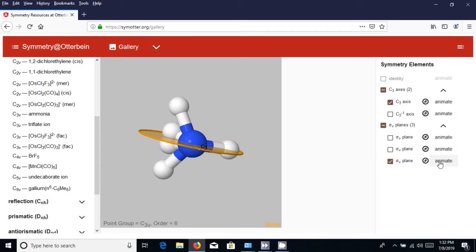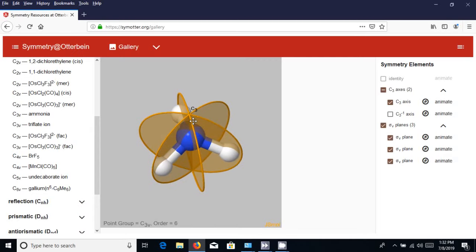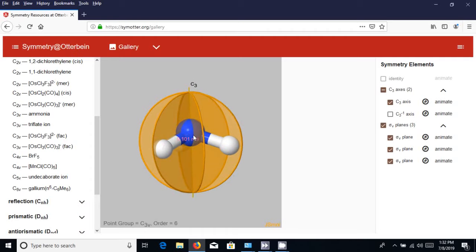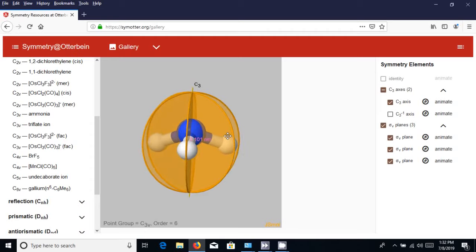So the point group is C3V, and to have a better idea, you can see all the sigma planes present in the molecule. Each sigma plane is cutting a nitrogen-hydrogen bond. So that's why there are three nitrogen-hydrogen bonds, and so the sigma planes are also three. So C3V point group for this ammonia molecule. Very beautiful example. Now we can move to another example.